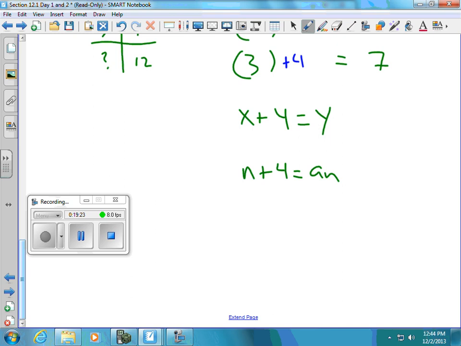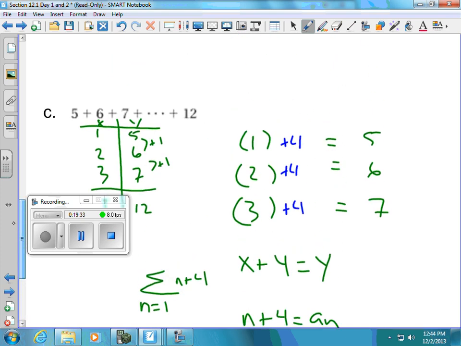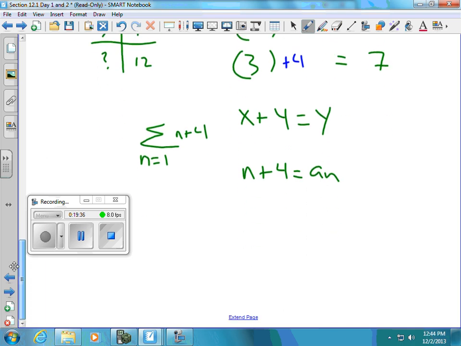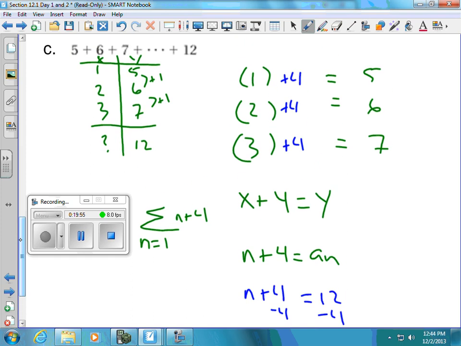So to write this in summation notation, we would say n equals 1. We always start with the first term. N plus 4, we're writing these anyway. We have to find the last term though. We know the last term is 12, but what is n? Well, we do like on the last one, we put 12 in for the y or the a sub n, and we solve. Oops, subtract, not add. Subtract 4 from both sides. The nth term is 8. So in our summation notation, up here it's 8. And we have just written that series.